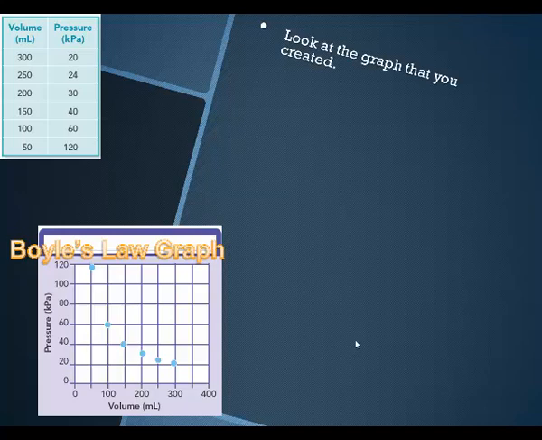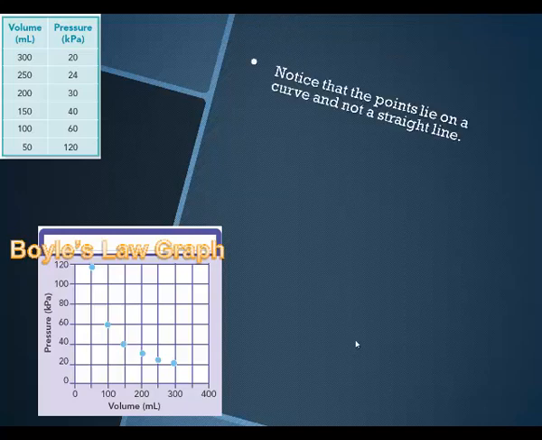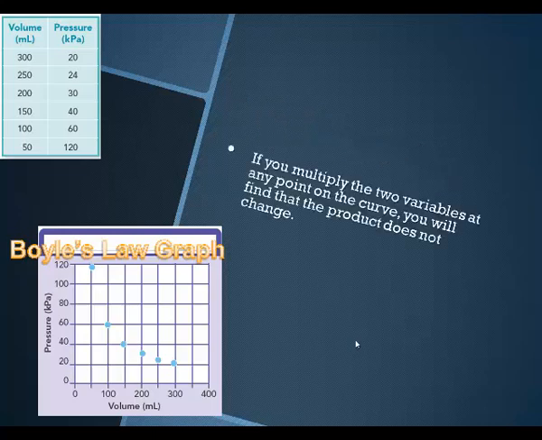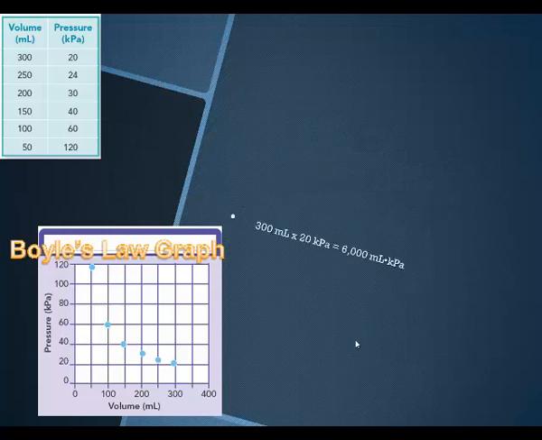So looking at the graph that we created, notice that the points lie on a curved and not straight line. The curve is steep at lower volumes, but it becomes less steep as volume increases. If you multiply the two variables at any point on the curve, you will find that the product does not change. So for example, if I take 300 milliliters and I multiply it by 20 kilopascals, I get 6,000 milliliters times kilopascals. Another example, 250 milliliters times 24 kilopascals. Again, it still equals the same product.